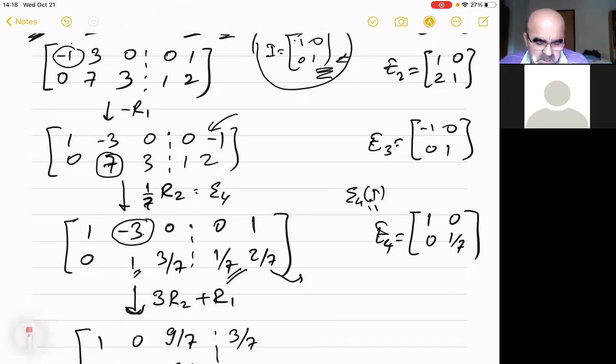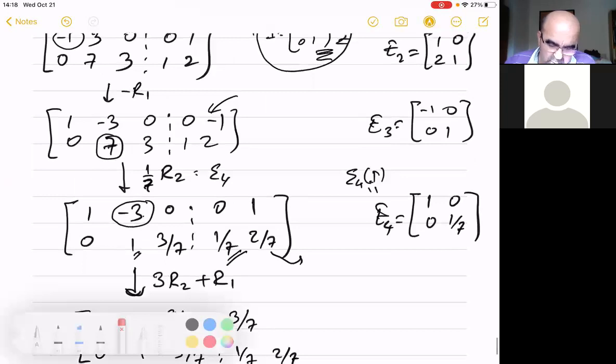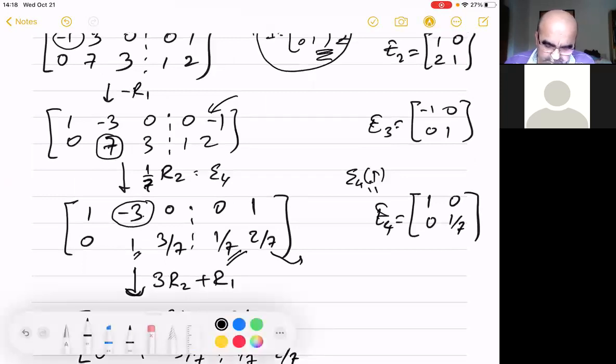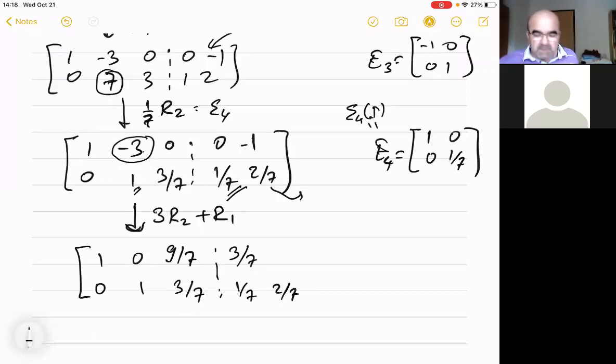Is it +1 or -1? -1. -1. Okay, -1. Anyway, the sign mistakes are not so important, it's the algebra that is. So you multiply this by 3 and add the first row. This is -1/7, right? Yes.